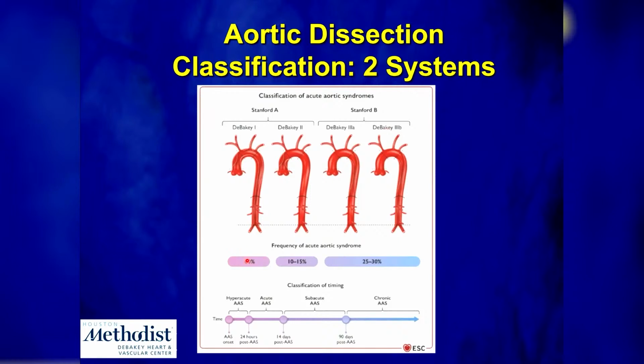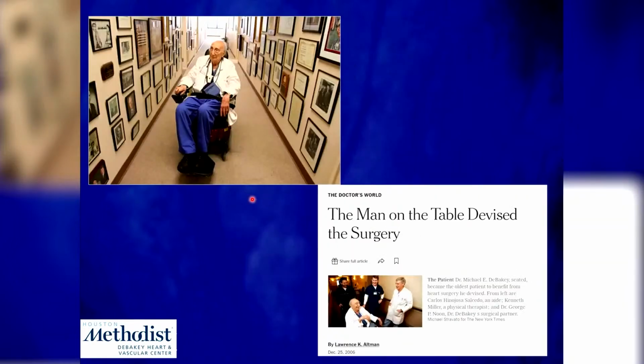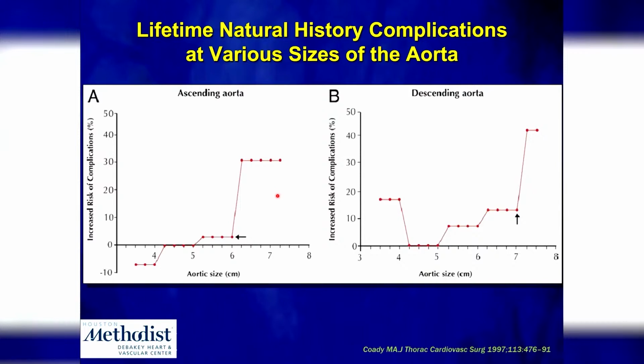The most common one is the DeBakey type 1, and the less common one is the DeBakey type 2. Now, we all know Dr. Michael DeBakey had an aortic dissection, and in his 90s, they were debating whether or not he would benefit from surgery, but he was the oldest patient to benefit from an aortic dissection surgery, and he lived for almost a year and a half after his aortic dissection.